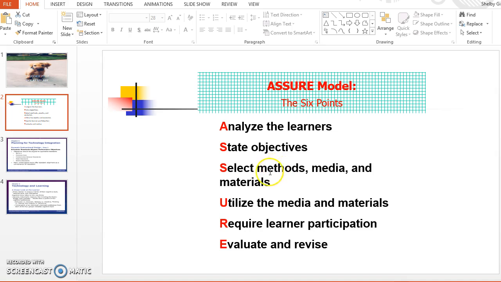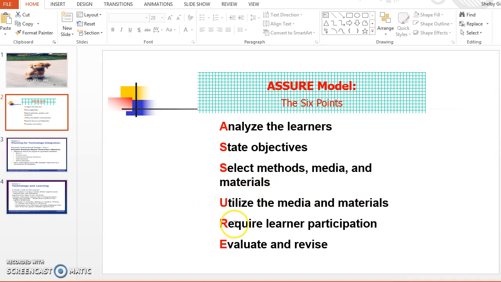Now, the next thing I noticed was you were supposed to select methods, media, and materials, and then utilize the media and materials. And both of these are really great steps, but I was thinking you could have just blended them into one step to get the message across. And this is a case where less is more.